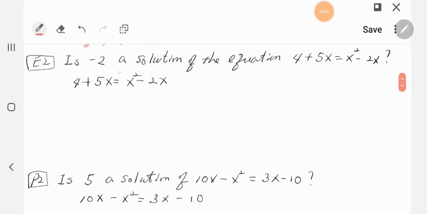So let's check whether the left-hand side of the equation is the same as the right-hand side by substituting -2 for x. So 4 plus 5 times x, where x is -2, so put parentheses around -2. We have to multiply 5 and x. So 4 minus 5 times -2 is -10, and the result is -6.